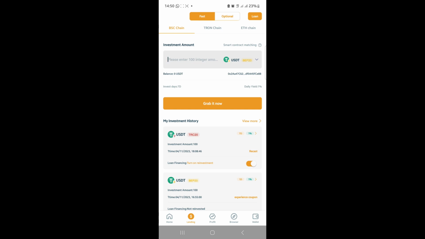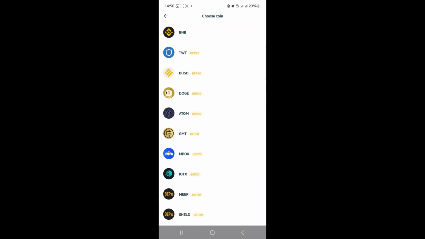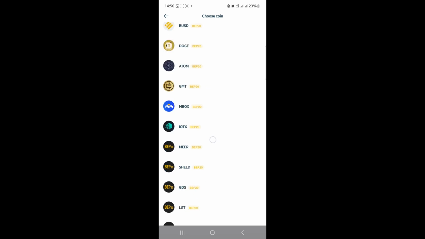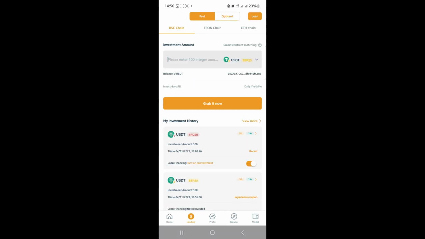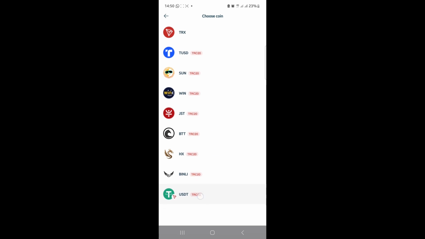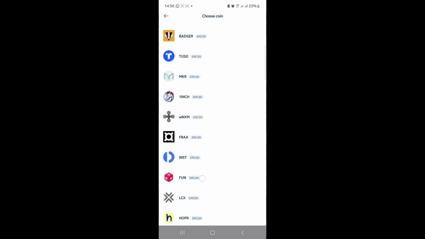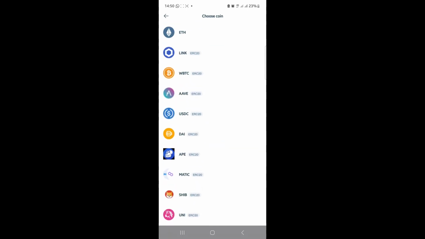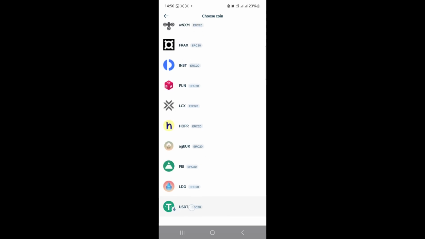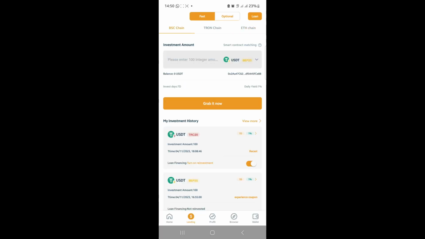If you will be lending, you can use Binance Smart Chain. You can pick any coin here you want to lend, but we mostly use USDT. If you prefer to use Tron chain, you will also find coins to lend, but we normally use TRC20 USDT. If you go for the Ethereum blockchain, you can also lend the coins associated with it. But normally we use USDT because it's a stable coin. So that's how you go if you want to lend or borrow.